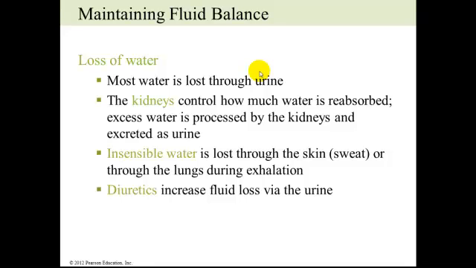When we look at the loss of water, most of our water is lost through urine. This is going to be controlled by the kidneys. Now, we can actually change that by taking things called diuretics. Diuretics increase fluid loss via urine, so they actually increase urine output. Diuretics are often used to treat certain water or fluid imbalances.